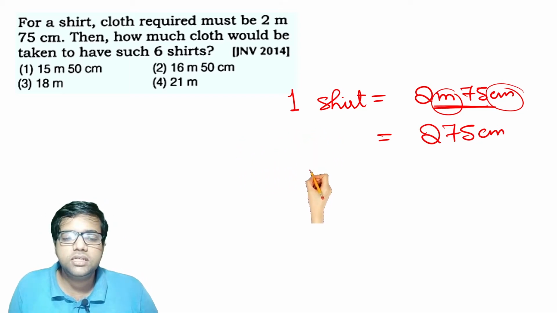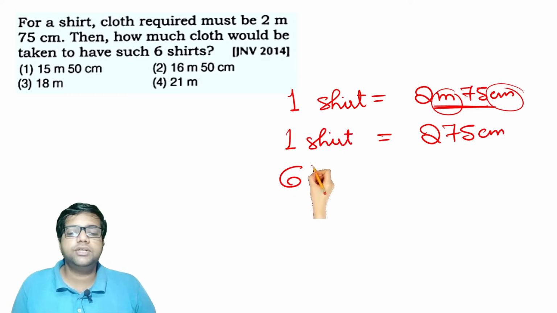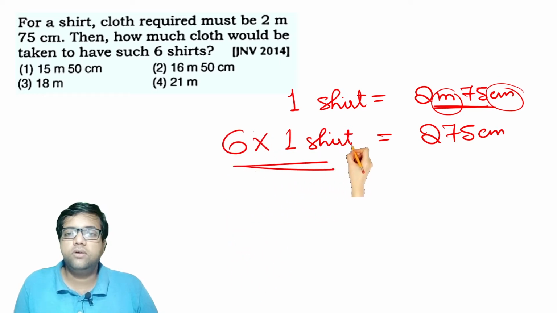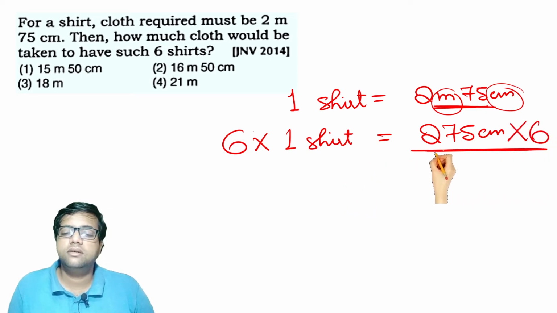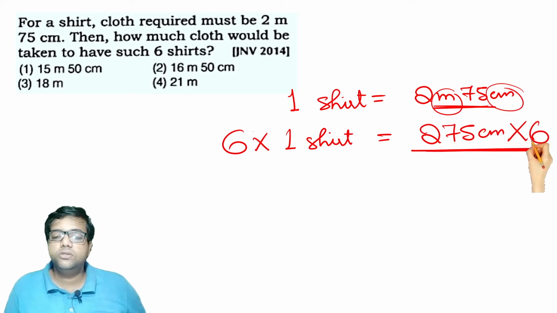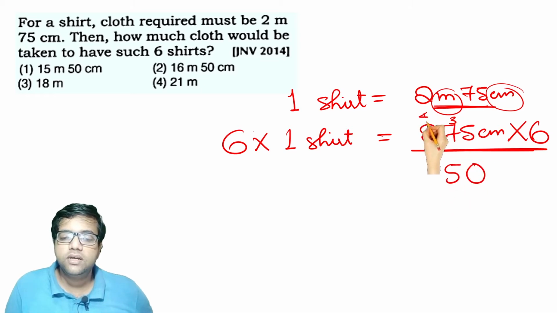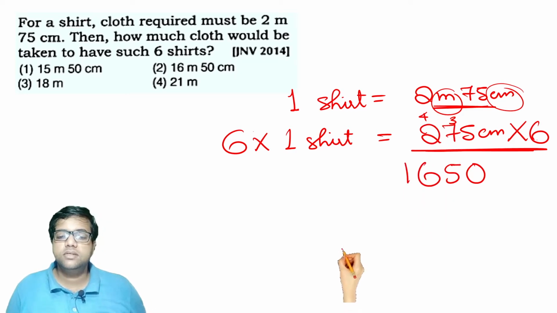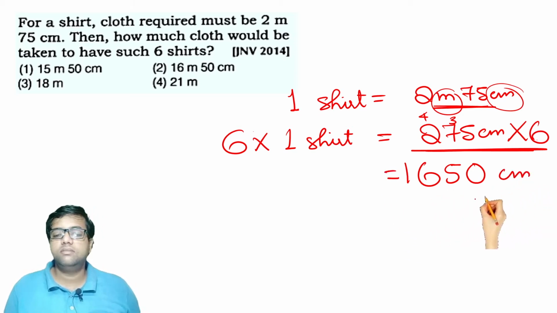So this information is for one shirt. For 6 shirts, you are multiplying by 6 on the left hand side. In order to make one shirt into 6 shirts, you are multiplying 6 here. In the same way, you will also have to multiply on the right hand side. So what you will get? 6 fives are 30, 3 carry over, 6 sevens are 42, 42 plus 3 is 45, 4 carry over, 6 twos are 12, 12 plus 4 is 16. So this is in centimeters, 1650 is in centimeters. Convert them into meters.